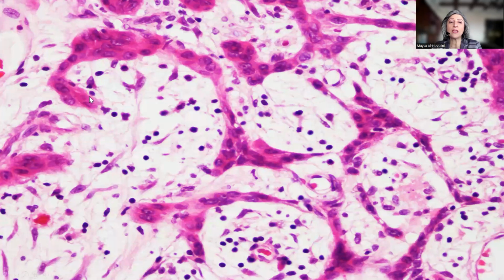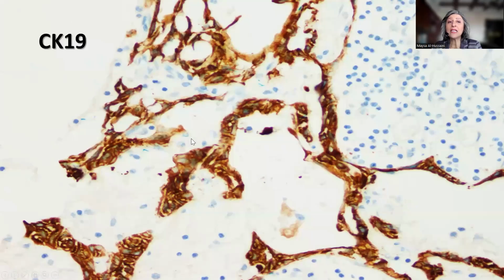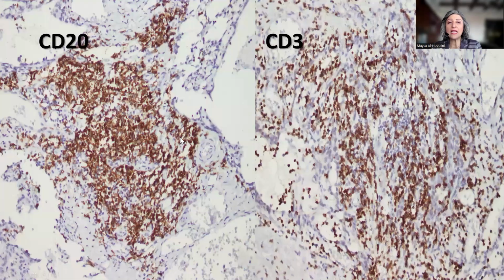And on high power magnification, these are the strands of the epithelial cells, acidophilic cells with vesicular nuclei, no prominent nucleoli, not much in the way of pleomorphism or mitosis. And the cells typically are positive with cytokeratin 19, and this is the high power magnification of the cytokeratin 19, highlighting the intersecting anastomosing chains of the epithelial cells.